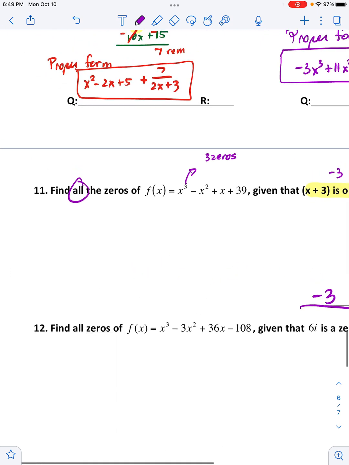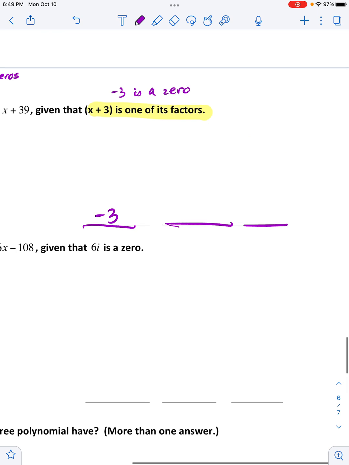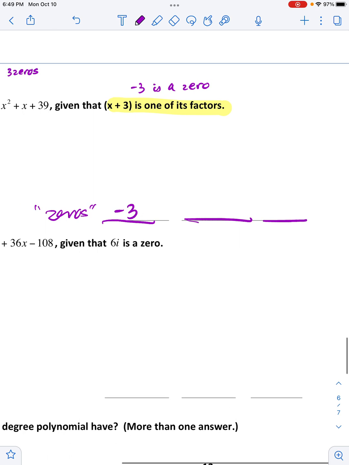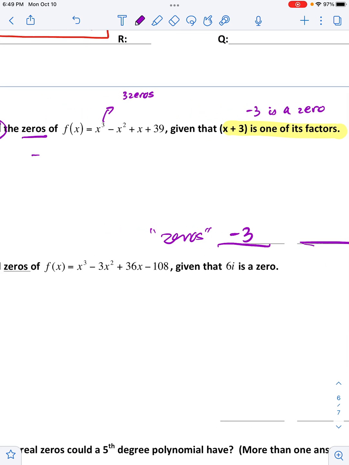Let me double check. Find all zeros. Okay, so I'm writing the zeros, not the factors. If it says to write zeros, write zeros. If it says to write factors, write factors. So, all right, where am I at? I am going to go ahead and take my 0, knowing that it's supposed to go in. And so I'm going to have my 1x to the 3rd, negative 1x squared, positive 1x, and then a 39. And I am fully expecting a 0 here or something's wrong.